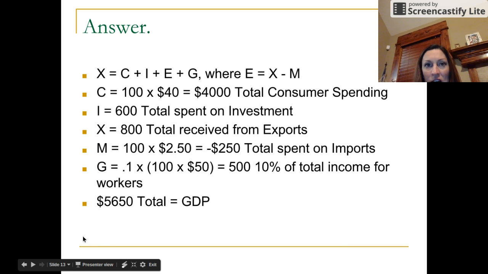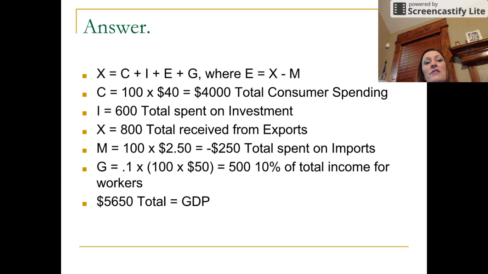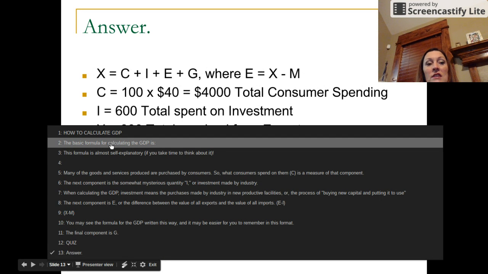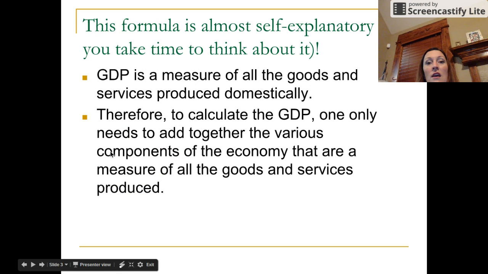Again, don't freak out. I'm not actually going to make you do this. I just really want you to gain an understanding that GDP equals the total value of all goods and services in a country each year. And here is the definition again.